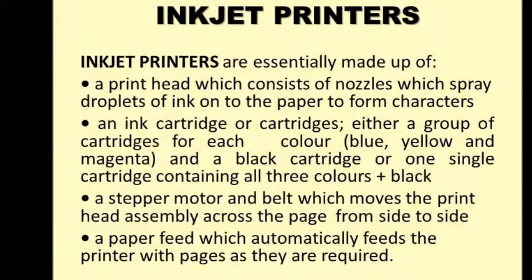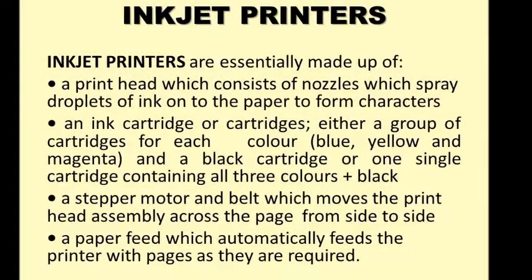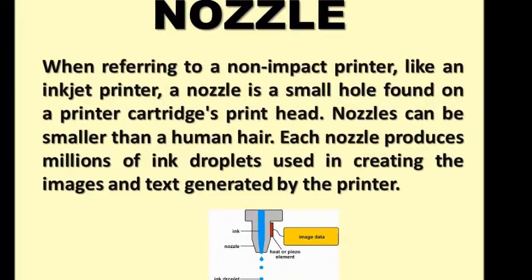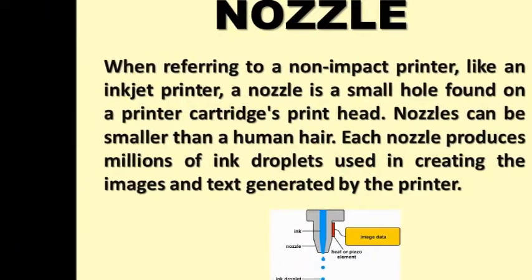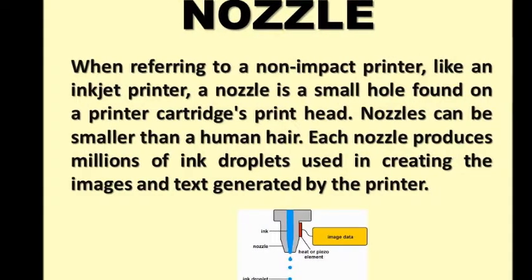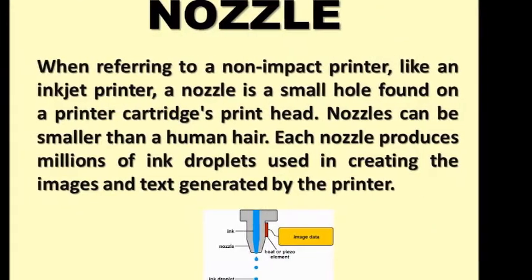Now the two more important concepts. One concept is of the nozzle and the other concept is of the stepper motor. We are going to learn them also in order to know how the printer works. When talking about the nozzle, when referring to a non-impact printer like an inkjet printer, a nozzle is a small hole found on the printer cartridge print head. A nozzle can be smaller than a human hair. Each nozzle produces millions of ink droplets used in creating images and text generated by the printer.